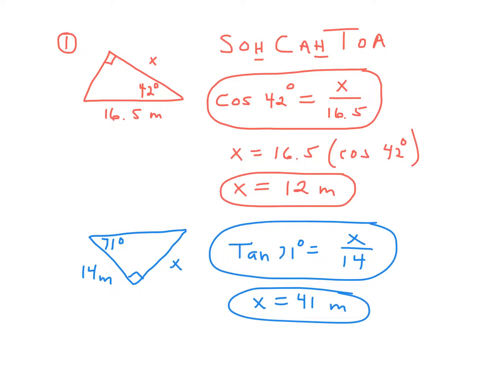2 sig figs, because the minimum number of sig figs in the input values is 2 sig figs, so you round off to 2 sig figs. Next example.